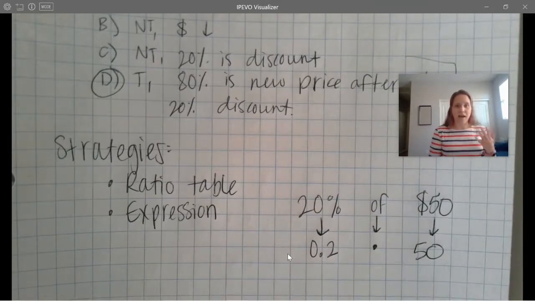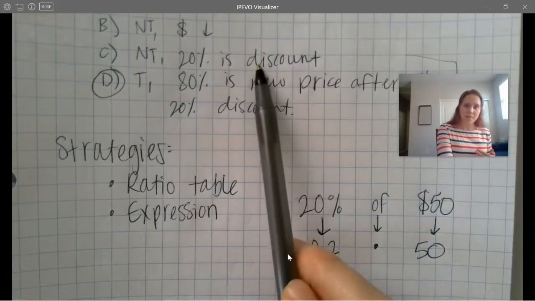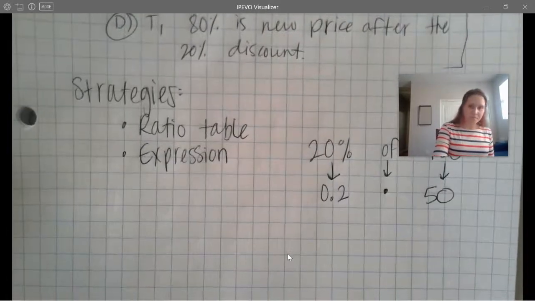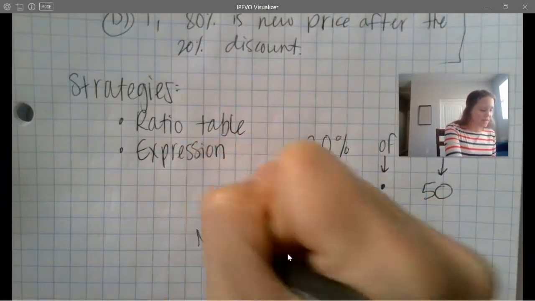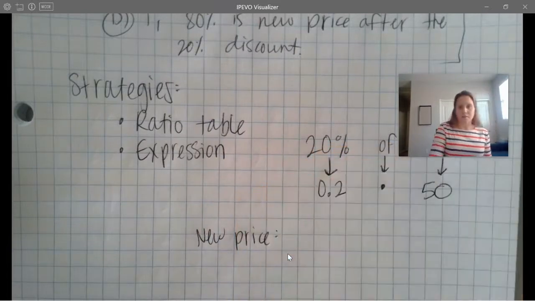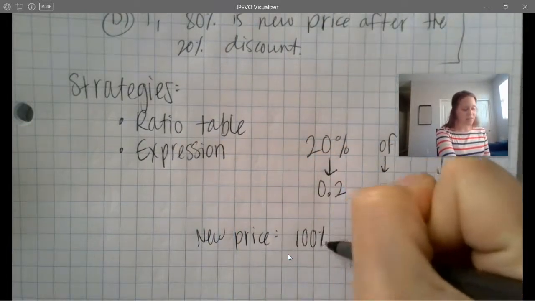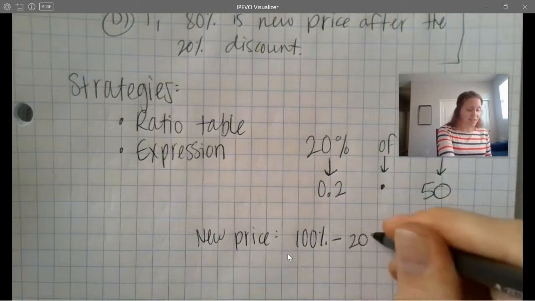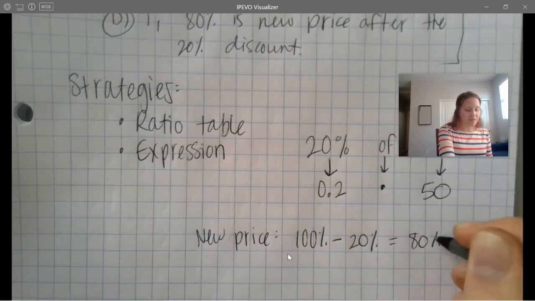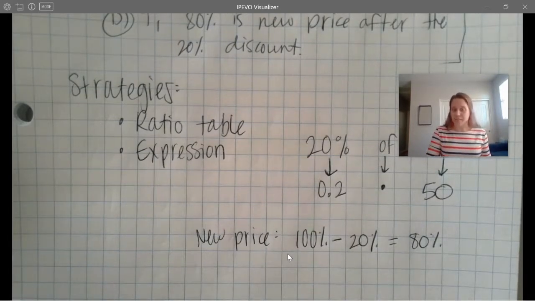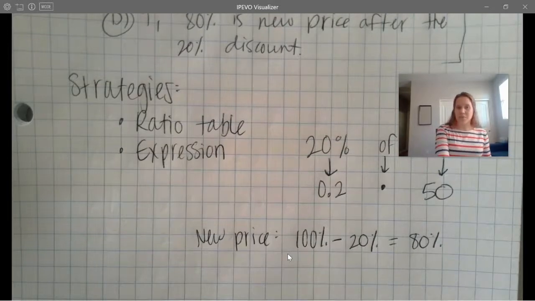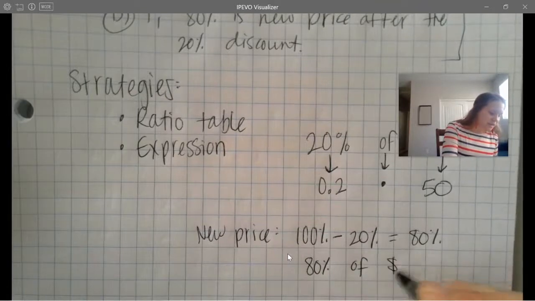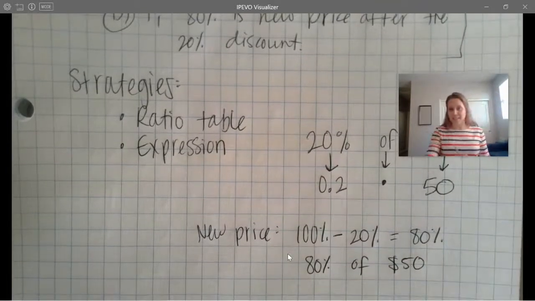Okay. I know that that represents the discount in this problem. So if I want to find the new price, what I actually might do is take my original percent, 100%, and I do this in my head, by the way, and I take away 20%. I know what's left will be 80%. So if it's asking me what's the new price of that discounted item, I actually want to find 80% of $50.